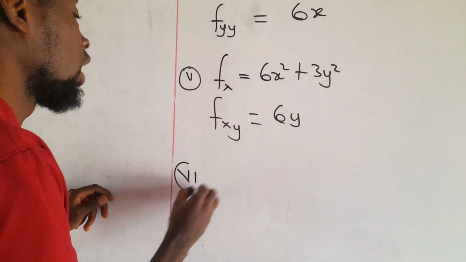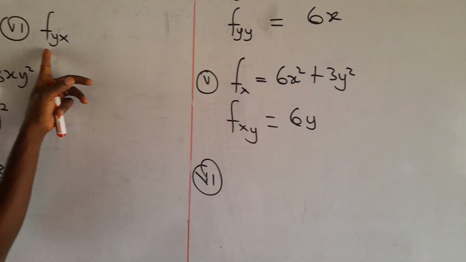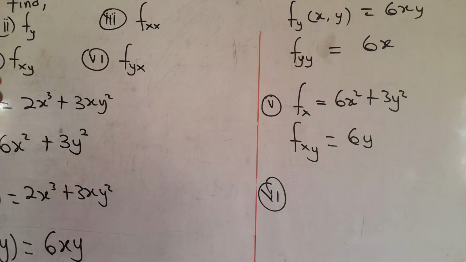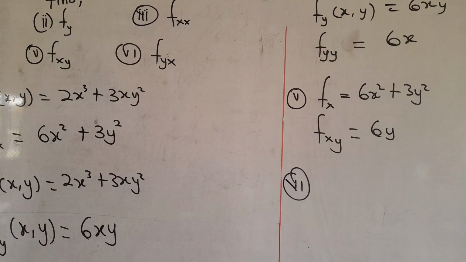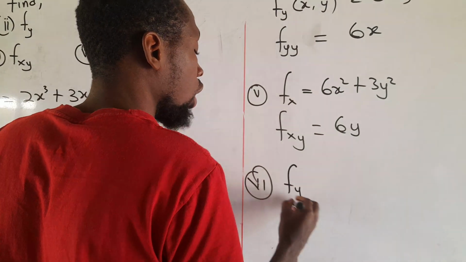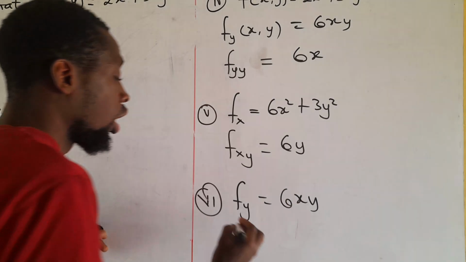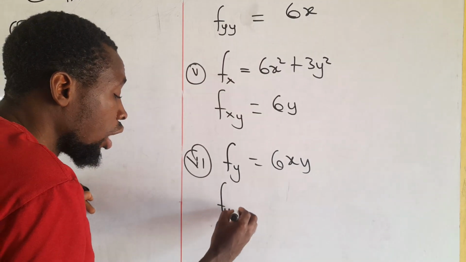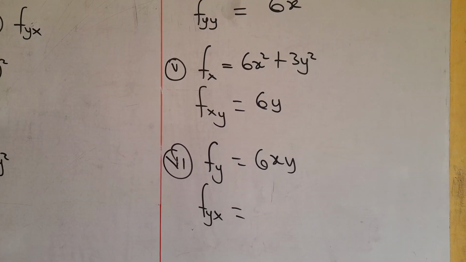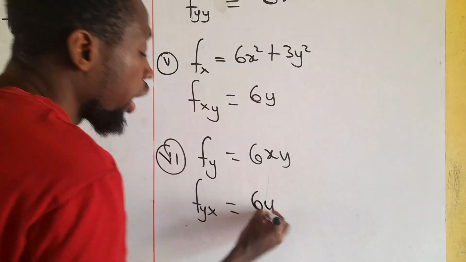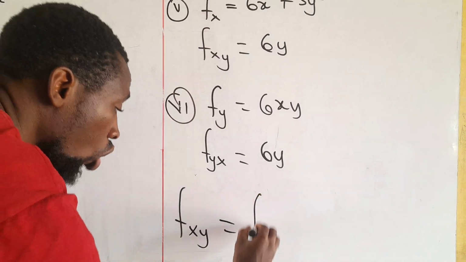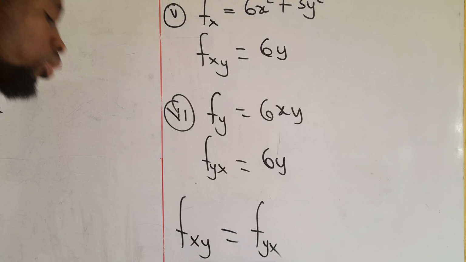Then the vi. That's the partial differentiation of the function with respect to y and then with respect to x. We have to locate the partial differentiation of the function with respect to y. And if we have not done it, we need to do it. But we have done it in this case. That's 6xy. Now the partial differentiation with respect to y, then with respect to x, means we should differentiate this function now with respect to x while y is held constant. So what do we get? We get 6y. Look at it. You see that the partial differentiation of the function with respect to x, then with respect to y, is equal to the partial differentiation of the function with respect to y, then with respect to x.